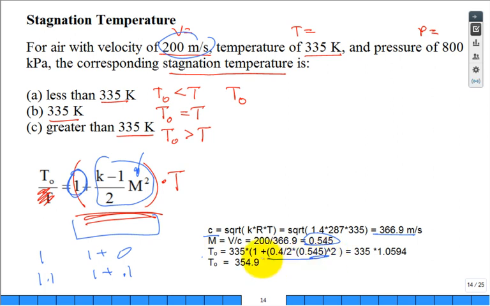And about this time, you're probably thinking to yourself, boy, did I just waste a lot of time? Like, there's no way, right? It's always one point something. 1.059, and so on. Stagnation temperature is going to be higher than the actual temperature. As you speed up, it basically is lower temperature.